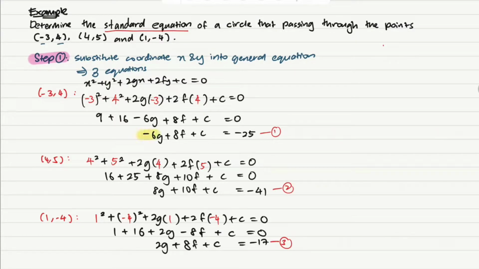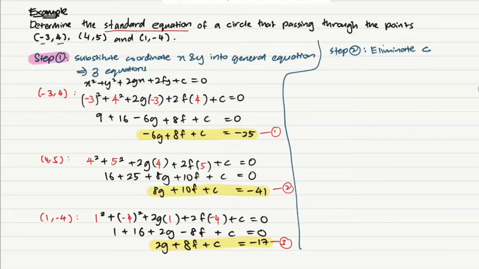Now, after we have obtained the first equation, second equation, and third equation, how do we solve for g, f, and c? The easiest way is by following my second step. Step 2 is to eliminate c, and then we will obtain two equations. These two equations will not have the c variable. So what's left is just to solve for g and f.